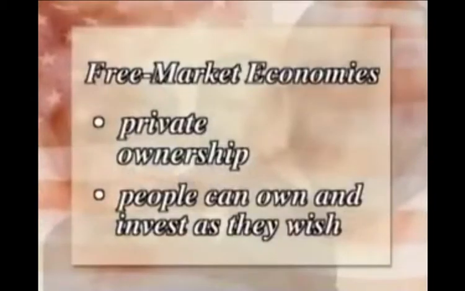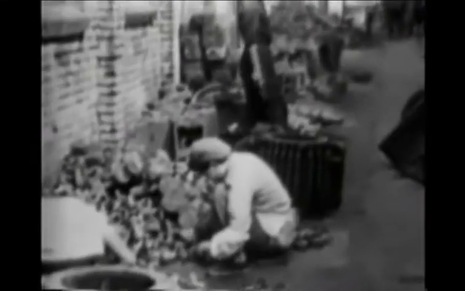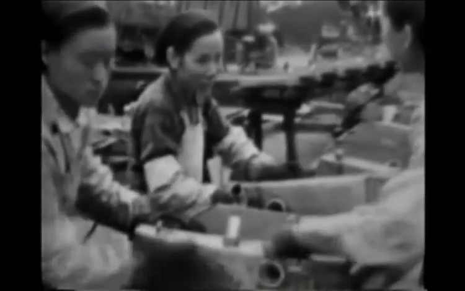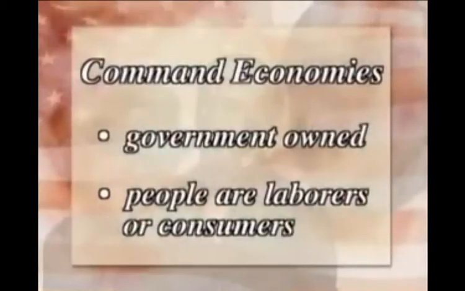Free market economies are based on private ownership. Individuals are free to own businesses and invest capital as they wish. At the other end of the spectrum, command economies are controlled by governing entities. The government owns or controls the means of production. Individuals only serve as laborers and consumers. Of course, these are just theories.